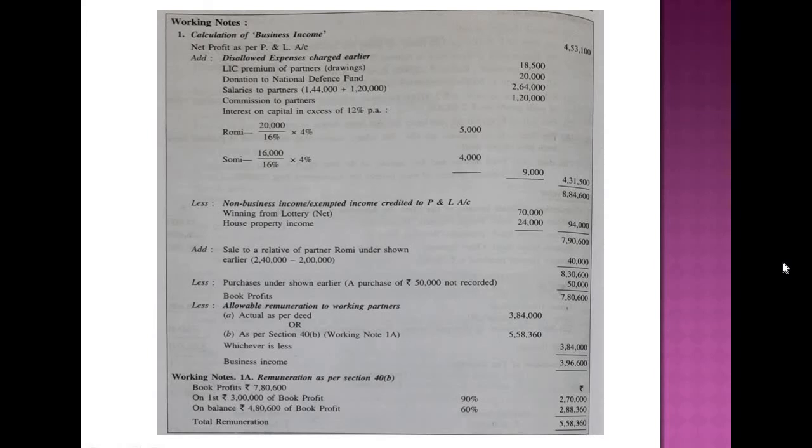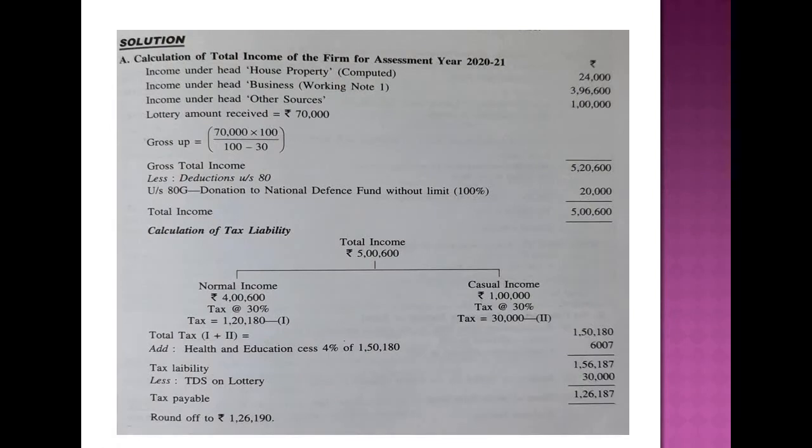So business income will be 3,96,600. You can see the income under the head business, as per working note number 1, we'll get 3,96,600. So gross total income after adding all the heads of income under this problem, you'll get 5,20,600. Then you less deduction under section 80, so it'll be 100% because it's the donation to National Defense Fund, that is 20,000. Then the total income or the taxable income will be 5,600.